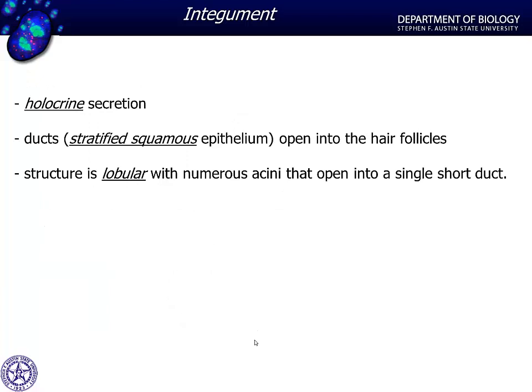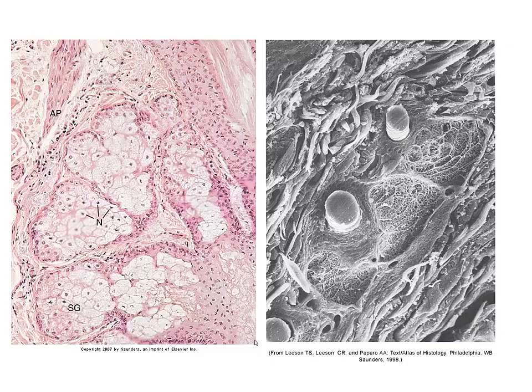Now, the ducts of our sebaceous glands, which might be difficult at best to see, are going to be stratified squamous epithelium. And as I've mentioned, they open directly into the hair follicles. And when we look at the parenchyma of the sebaceous gland, it's going to be very lobular. There's going to be a number of acini, and they're very much going to resemble adipose tissue, really multilocular adipose tissue. Let's look on the right first.